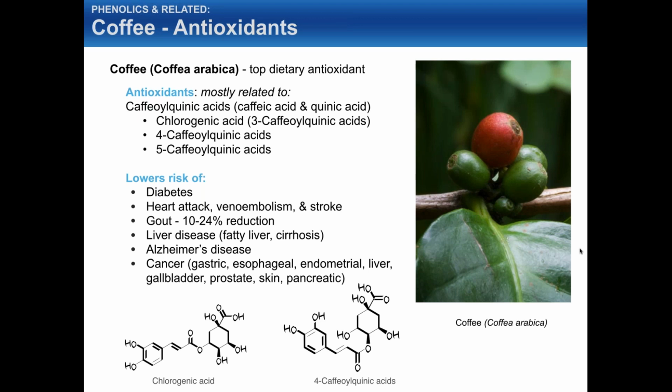It's also been shown to lower the risk of having liver disease and fatty liver. Fatty liver often is a result of blood sugar dysregulation in the body, but coffee can help protect against that. It also helps protect against cirrhosis, which is scarring of the liver. In addition, it stimulates the production and release of bile, so it can have a protective effect against, for example, gallstones. People who consume black coffee have a lower risk of getting gallstones than people who don't drink coffee. There may be benefits for Alzheimer's disease, and there's a whole slew of different types of cancers that coffee can help reduce the risk for: stomach, esophageal, endometrial, liver, gallbladder, prostate, skin, pancreatic.